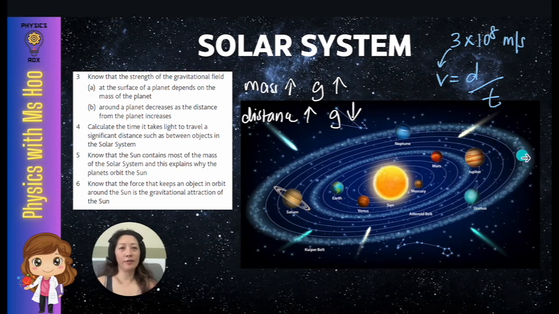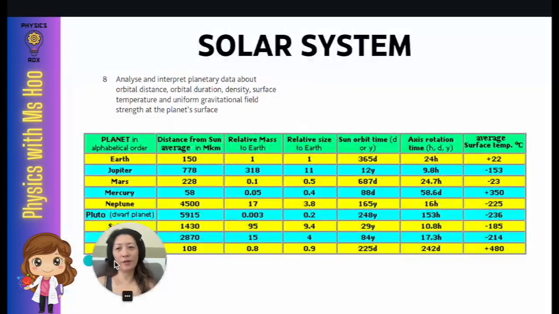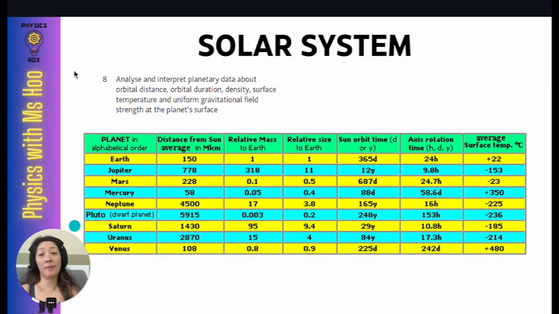What else do you need to know about the solar system? Well, you need to be able to analyze and interpret planetary data about orbital distance, orbital duration, density, surface temperature, and uniform gravitational field strength at the planet's surface. So what we have here on this slide is an example of a table of information about the data of the different planets. Do you need to memorize this information?